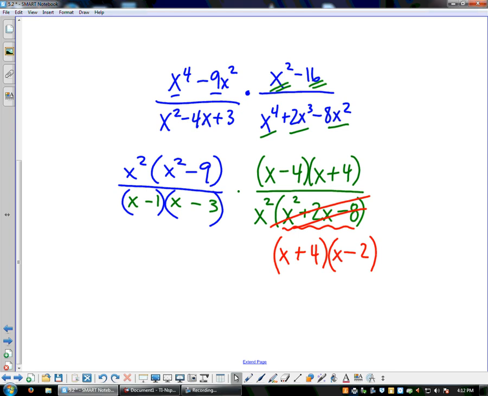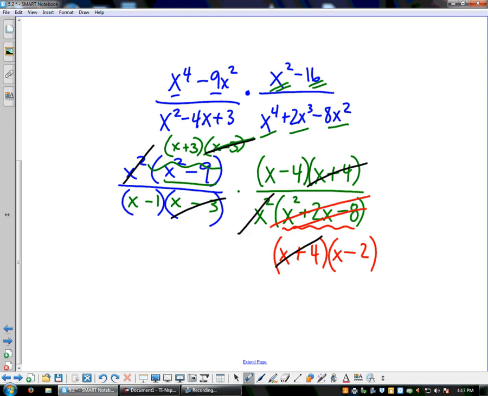And now we can factor one more thing before we go on. We notice again a difference of two perfect squares right here. So we could really factor x squared minus 9 into x plus 3 times x minus 3. So we're going to rewrite that x squared minus 9 like that. And now if we start dividing things out, we can say x minus 3 here divides out with this x minus 3. The x plus 4 here divides out with this x plus 4. This x squared here can divide out with this x squared.